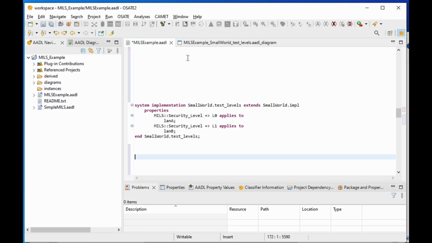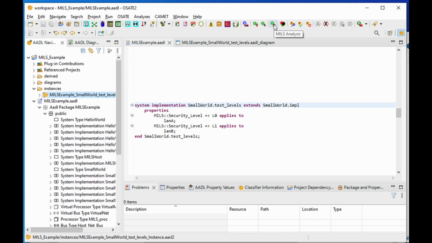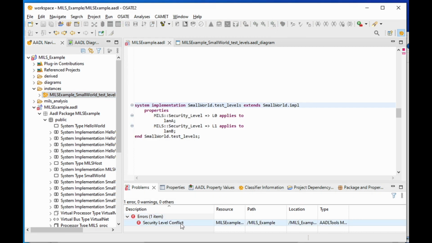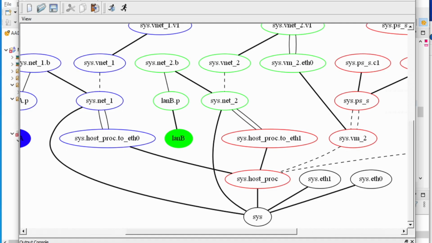Enter Galois' Multiple Independent Levels of Security Analysis tool, also known as MILS. With MILS, system engineers can build their system design in AADL or SysML, label the system's connections to its environment by security level, and then run the MILS tool to evaluate the design for multi-level security, automatically flagging connections at risk of information leakage. Here we see the MILS information propagation graph.